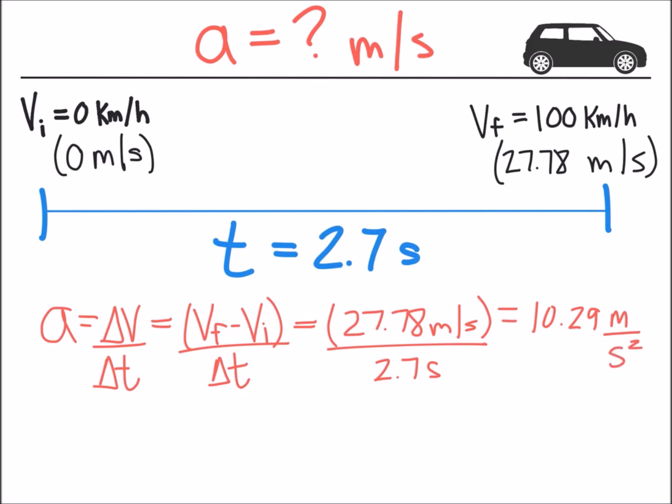Now we have to go check how many significant figures our final answer should have. If we're looking at 0 kilometers per hour, there's really no significant figures there. 100 kilometers per hour has one significant figure, and 2.7 seconds has two significant figures. Our final answer must be written with one significant figure. The acceleration equals 10 meters per second squared.